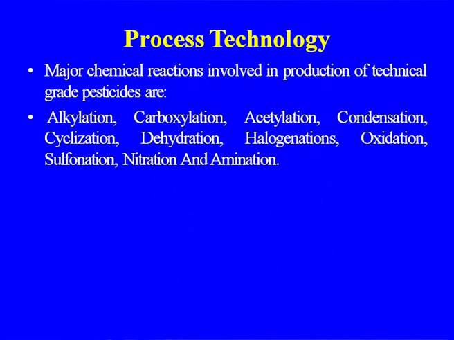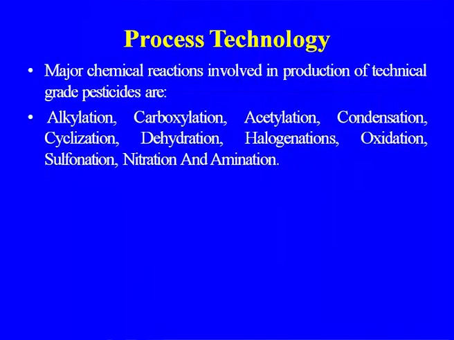So, the major chemical reactions involved in the production of technical grade pesticide. I will be discussing the feedstock, the basic raw materials, whether it is benzene, phthalic anhydride, xylenes, resorcinol, benzoic acid, phenol or bisphenol. Those are the basic raw materials, but some additional processes are required to make the active ingredient of the pesticide.